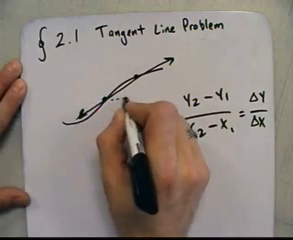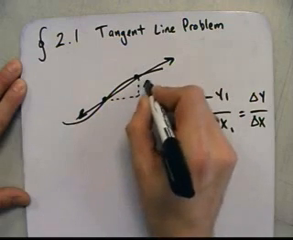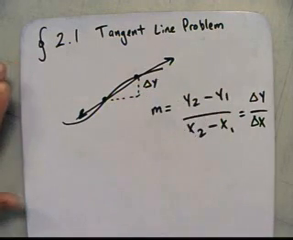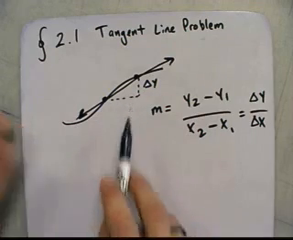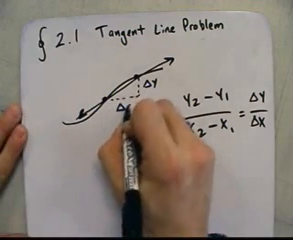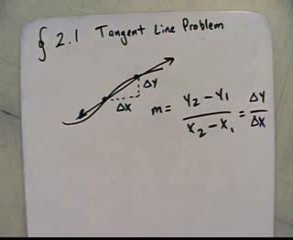So if I were to draw a little box in here, the delta y would be this piece right here. It's how far up or down this is changing. Okay? How far I'm changing in this direction is how far the x value is changing. So this is going to be delta x. Okay? So that's going to be your delta x right there.